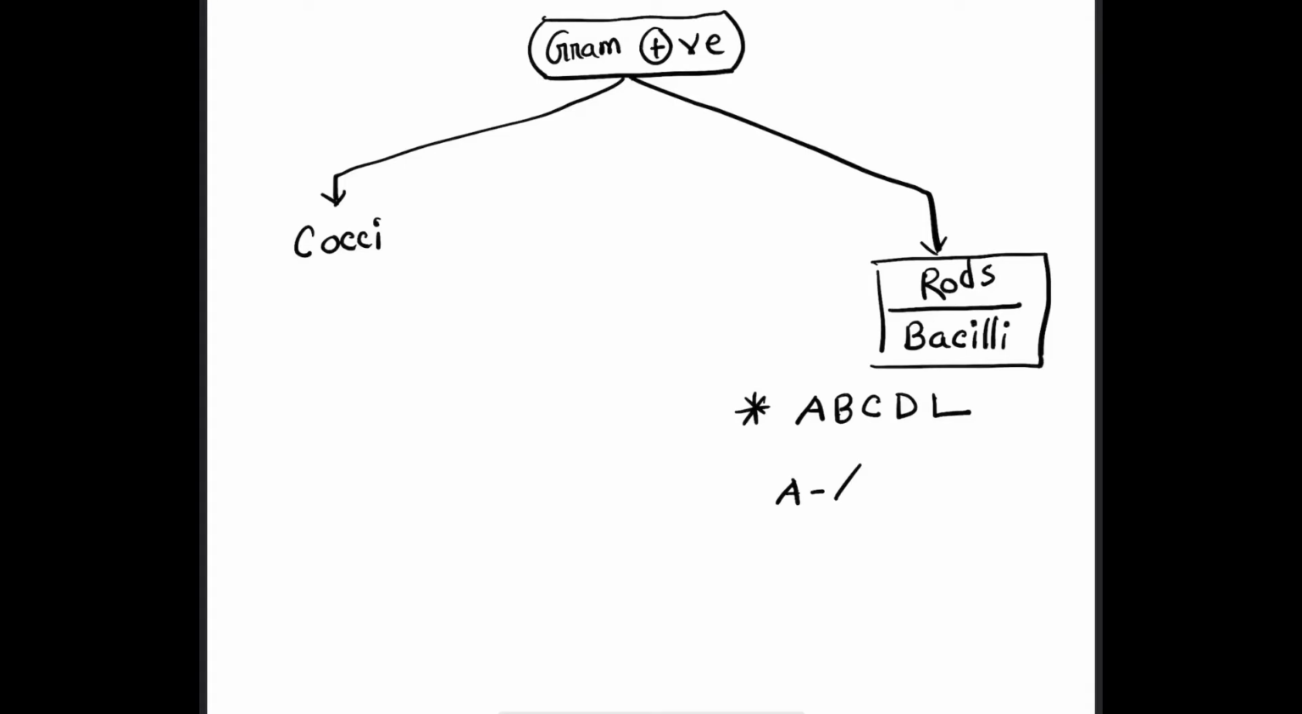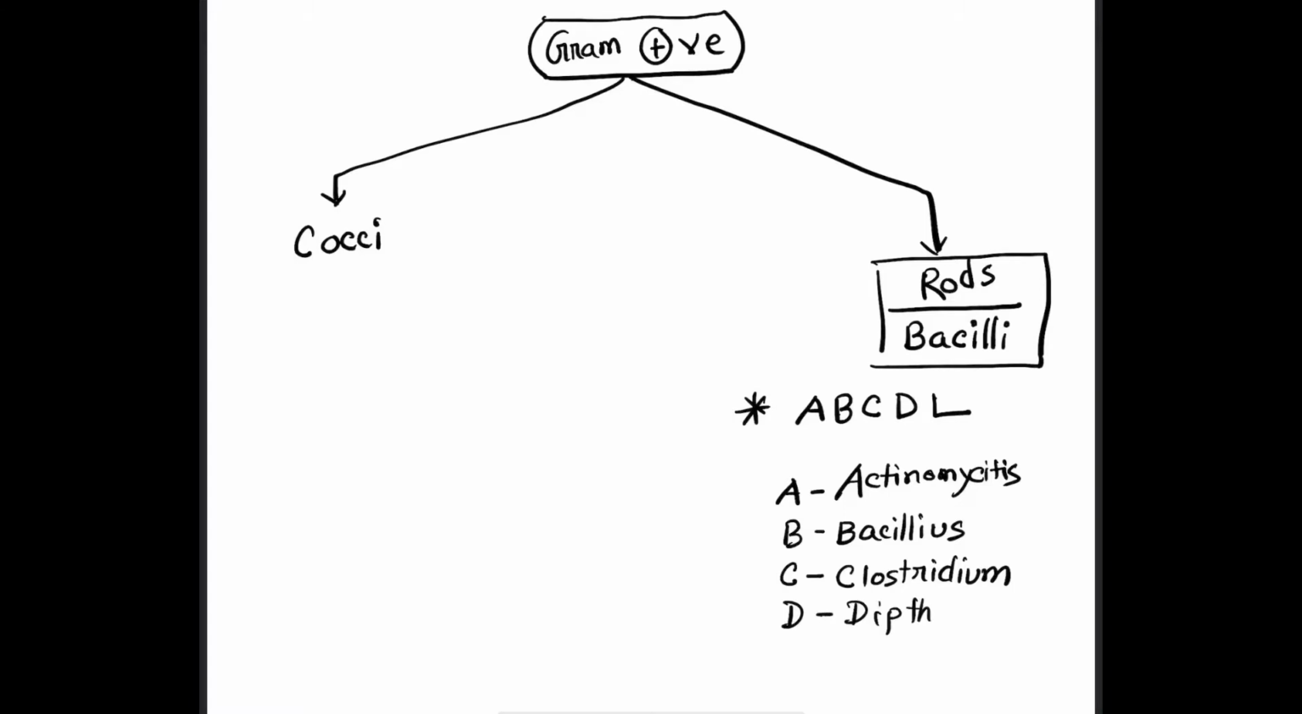What is ABCDL? A for actinomyces, B for Bacillus anthracis, and C for Clostridium. And again, D for, commonly, diphtheria. So actinomyces, then Bacillus, Clostridium, and diphtheria. And the rest, L, means Listeria. So it is really easy to remember this ABCDL.